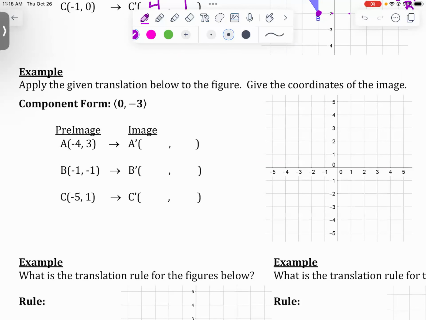Notice how I've given you this time a vector. I also didn't give you that. So let's go ahead, and what I want you to do is, first of all, plot your pre-image. Please label your coordinates. So I'm labeling A, I'm labeling B, I'm labeling C.